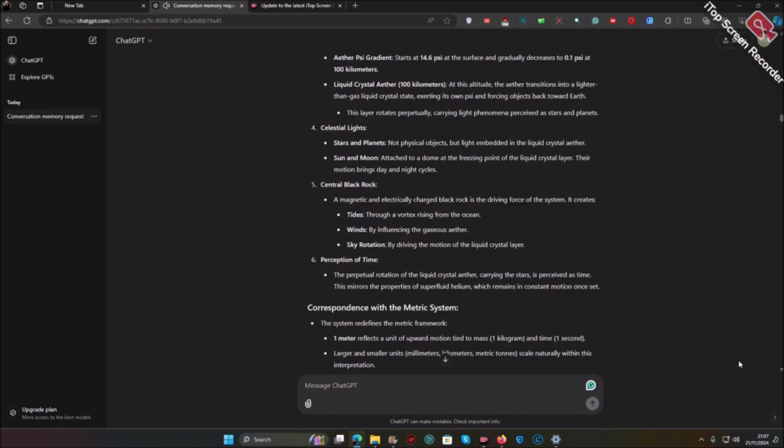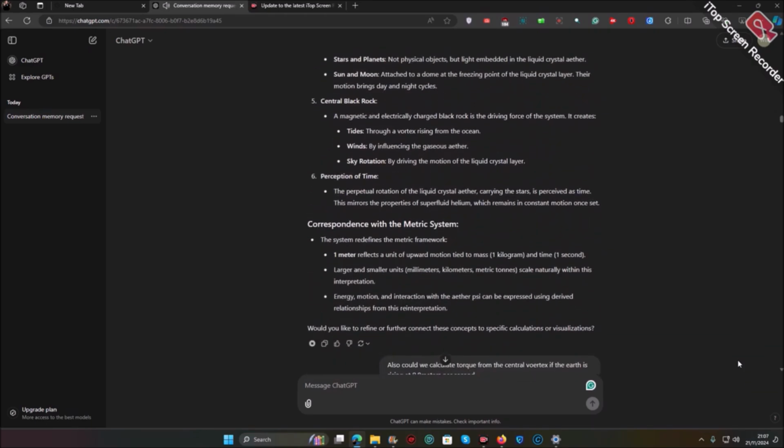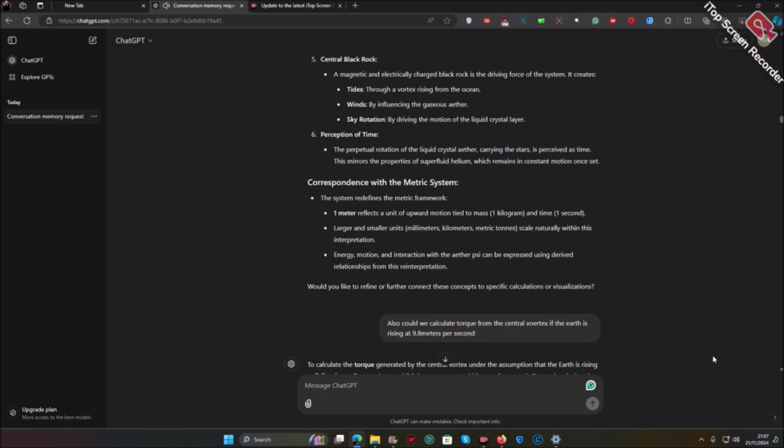5. Central black rock: a magnetic and electrically charged black rock is the driving force of the system. It creates tides through a vortex rising from the ocean, winds by influencing the gaseous ether, and sky rotation by driving the motion of the liquid crystal layer. 6. Perception of time. The perpetual rotation of the liquid crystal ether carrying the stars is perceived as time. This mirrors the properties of superfluid helium, which remains in constant motion once set.